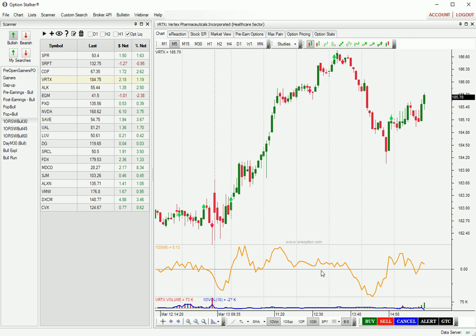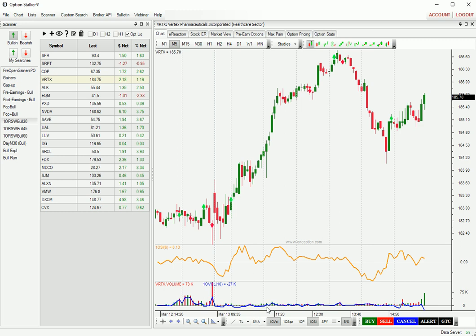This is another indicator that shows us relative strength. When it's above zero, it's strong relative to the market. When it's below zero, it's weak relative to the market. You can see a volume chart right here on the bottom.